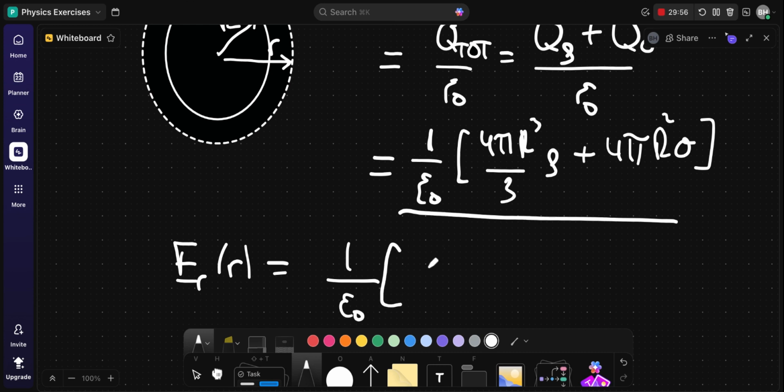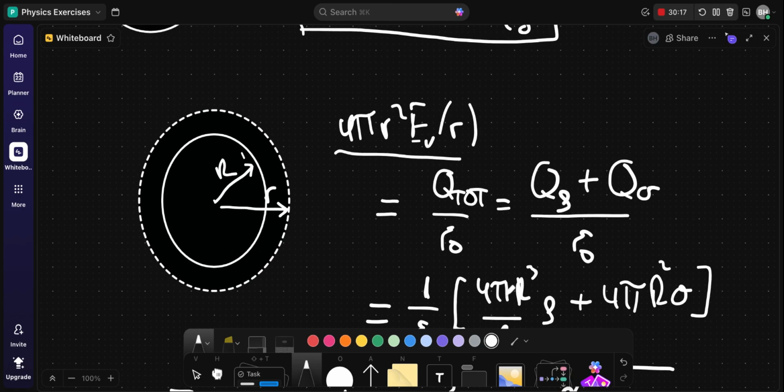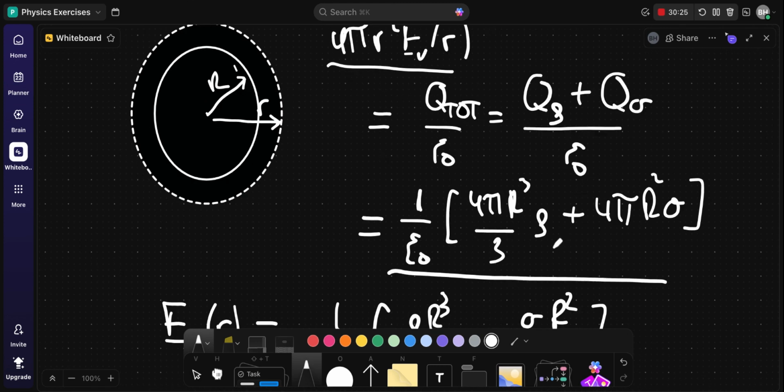Okay, so I'm going to have here this term 3r squared plus this term, which is sigma r squared over r squared. Okay, so what I did here is solve for this equation. So solve for this variable, actually, the electric field, which is this object here. So I just divided by 4 pi r squared.